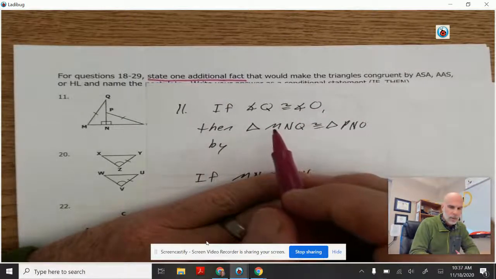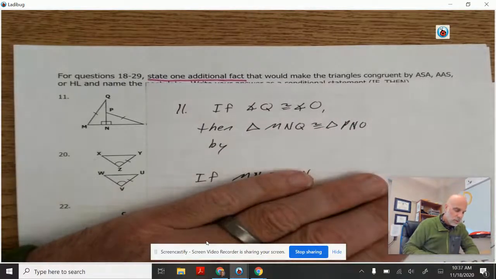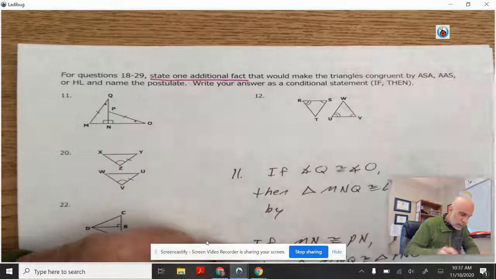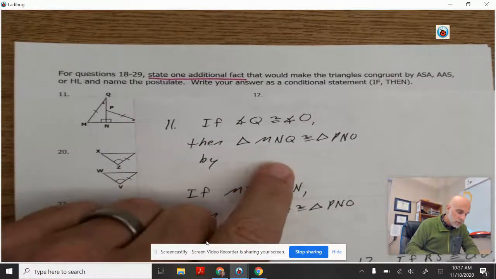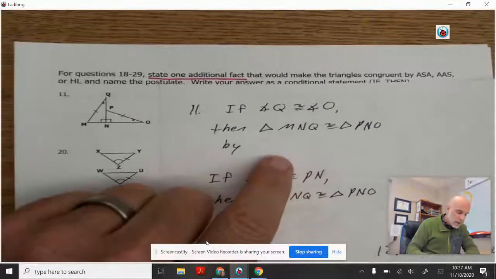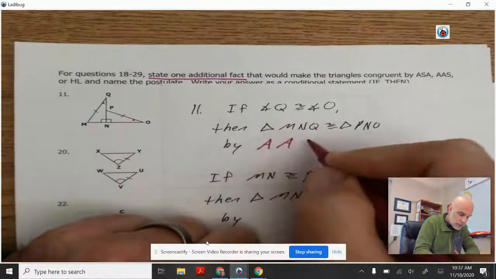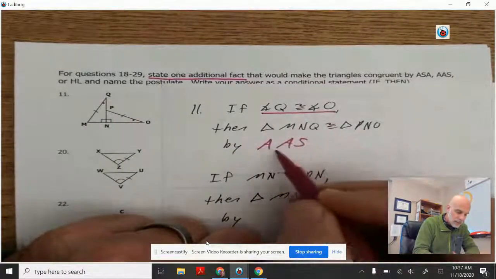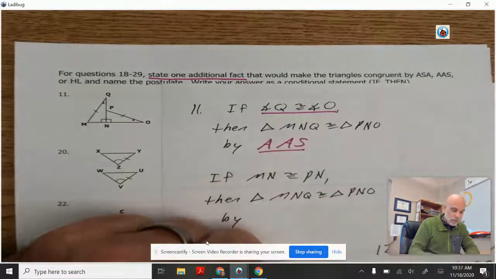Remember, this is preparing us to look at all the possibilities when we do proofs. If Q was congruent to O, then these triangles would be congruent. I would write my congruent statement, and it would be congruent by, can you tell? This one would be angle, side. So you're saying if this, then this is happening. And there's more than one way to answer these. There's more than one correct answer.